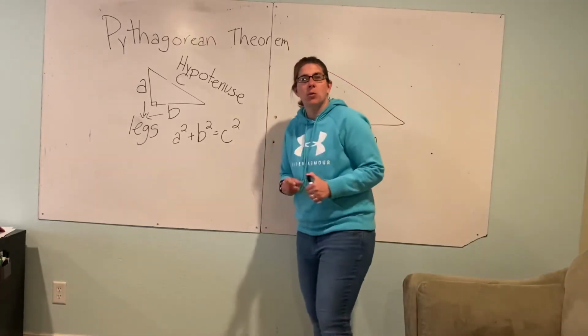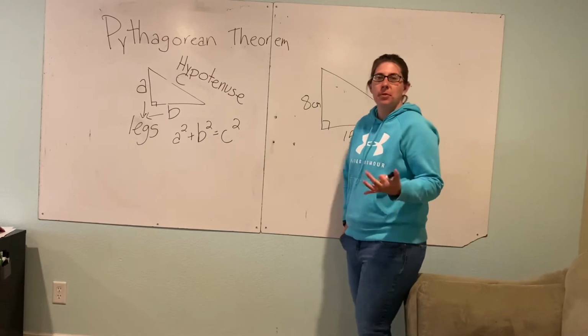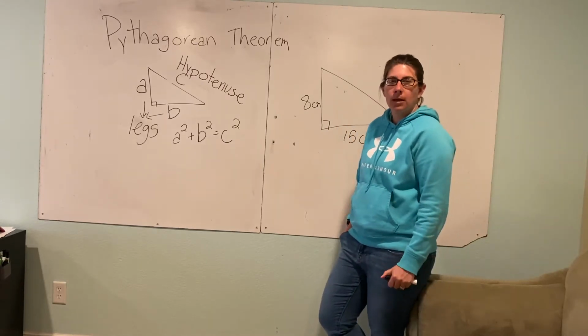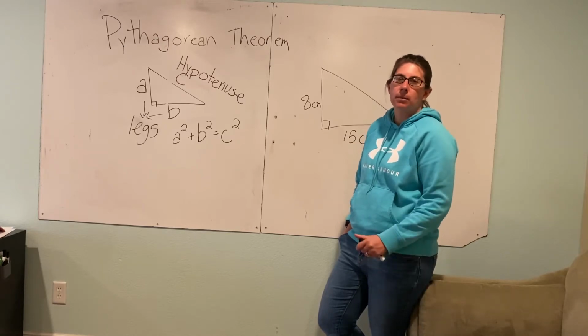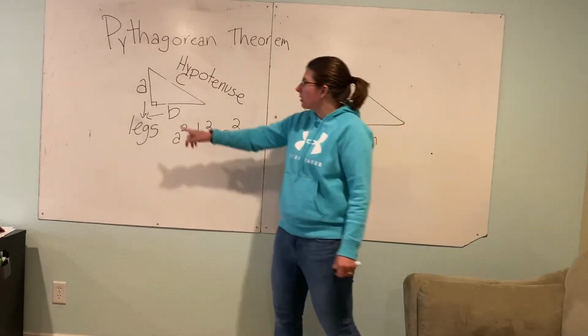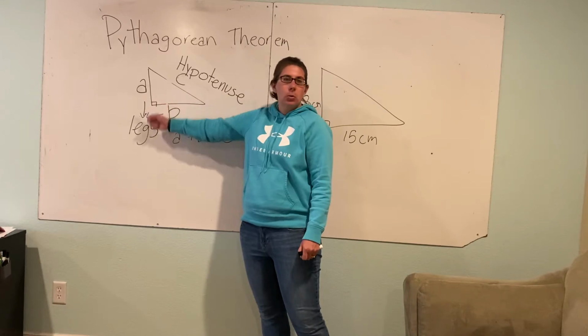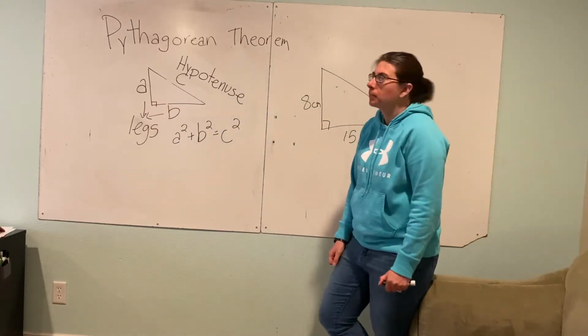All right, this week we are going to be learning about something called the Pythagorean Theorem, okay? The Pythagorean Theorem has everything to do with right triangles. It has to be a right triangle. So on our image here, there's a little box in the corner that stands for right angle, okay?